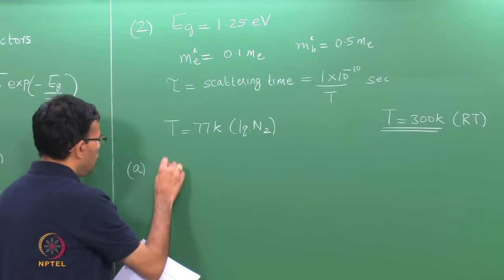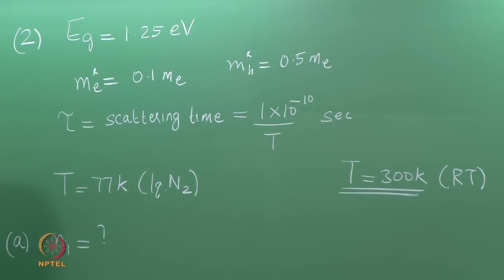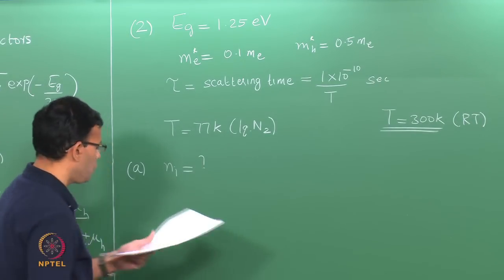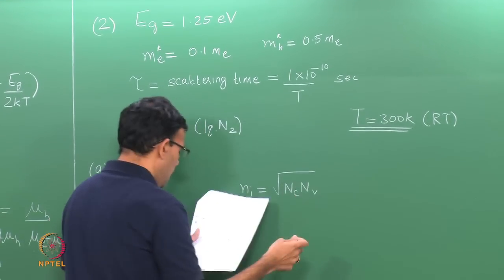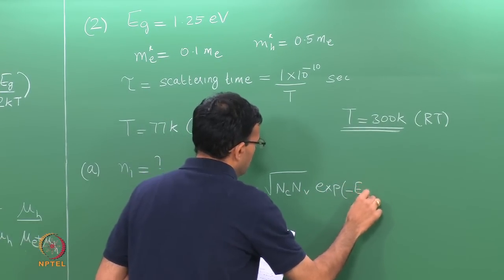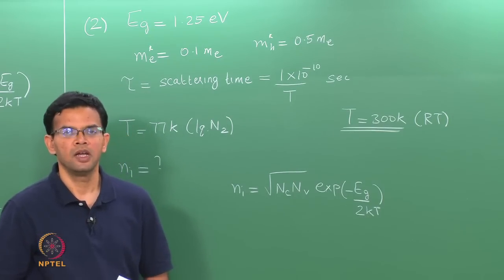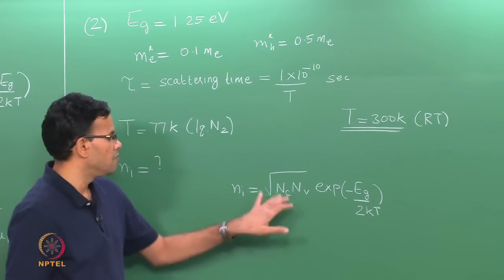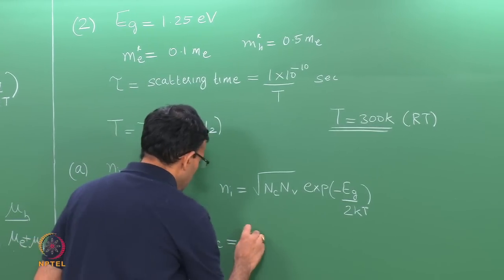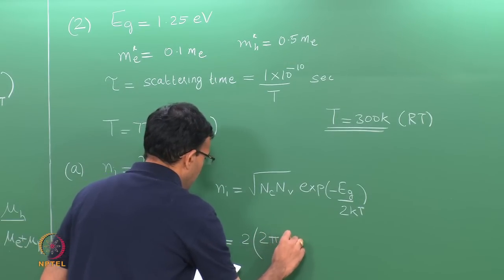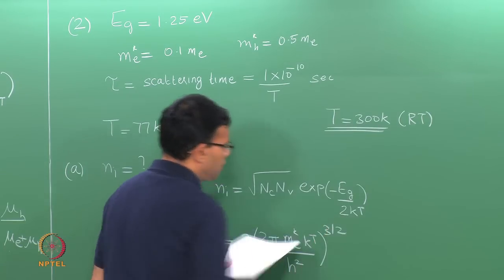Because this is a pure semiconductor, what we want to find is the value of the intrinsic carrier concentration. So, we can go back to the equation: Ni is nothing but the square root of Nc and Nv times exponential of minus Eg over 2kT. The problem is we do not have the values of Nc and Nv. These are the effective densities of states at the band edges, but we can calculate them once we know the effective mass. Nc, the density of states at the conduction band edge, is 2 pi me star kT over h square, whole power 3 over 2.